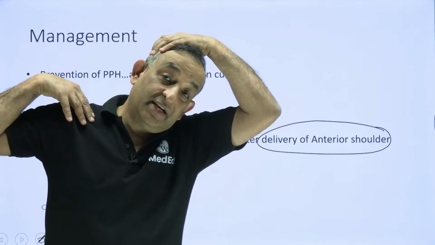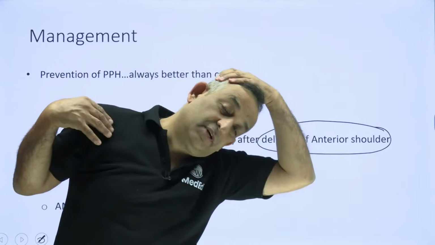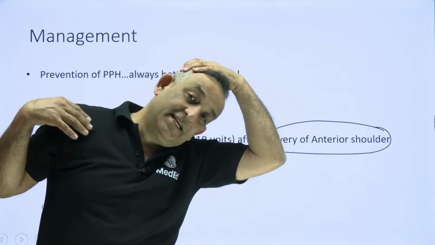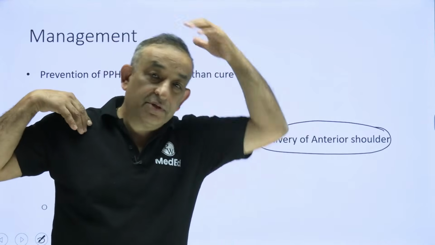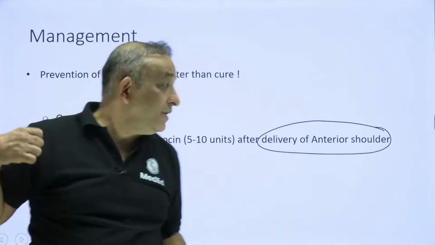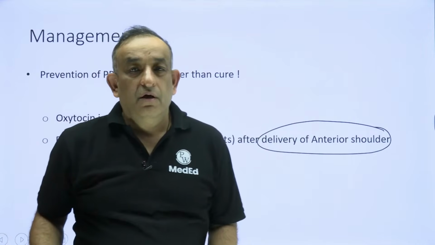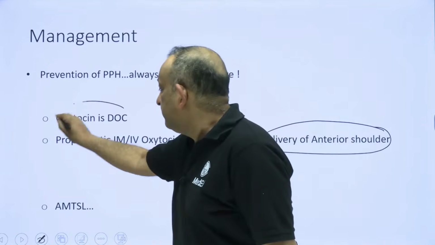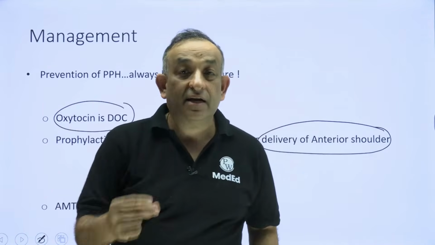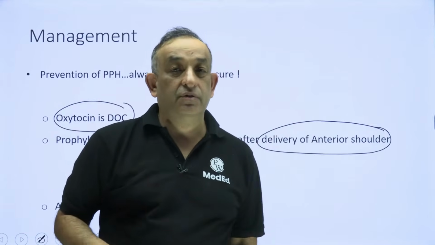So when the head comes out, you hold the head and give a downward tug, and the anterior shoulder comes out. So this is how you do the delivery, isn't it? The head comes out, then the anterior shoulder comes out. The moment the anterior shoulder comes out, why do I give the oxytocin at this time? The drug of choice is oxytocin, given at the time of the anterior shoulder. Why do we keep saying that? This is what they ask in the exams. Very important question.